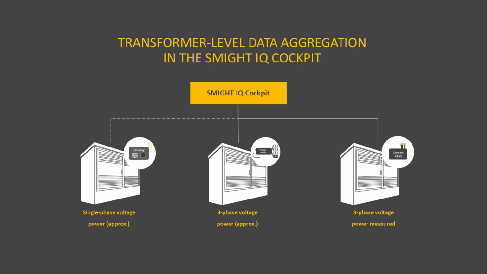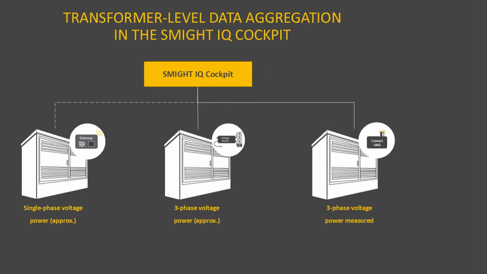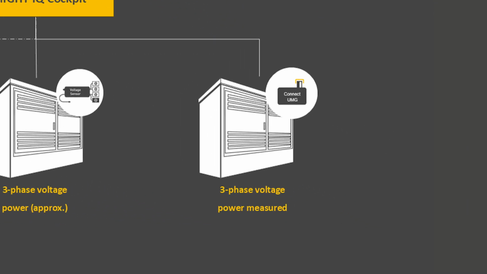And the next level up on top of that is our Connect UMG product, where we're actually creating a connection to a transformer monitor. So the transformer monitor is already getting the data directly from the transformer. We're simply reading it out and communicating it into our gateway. So that's the most accurate because you're getting the true value directly from the device itself.